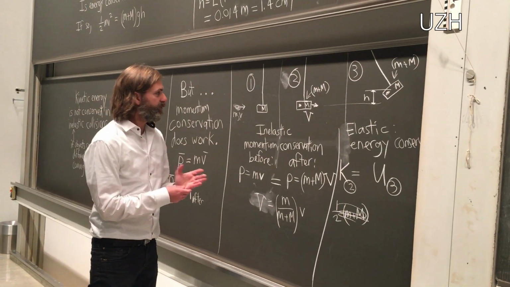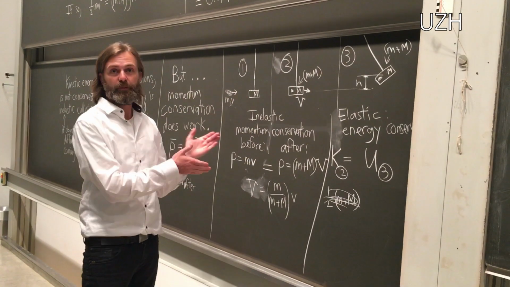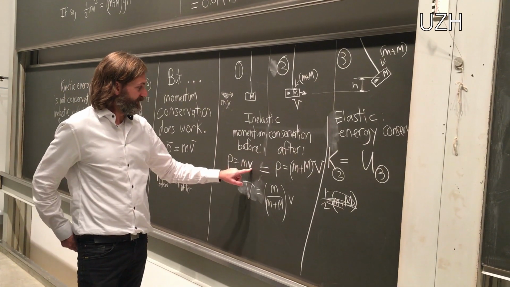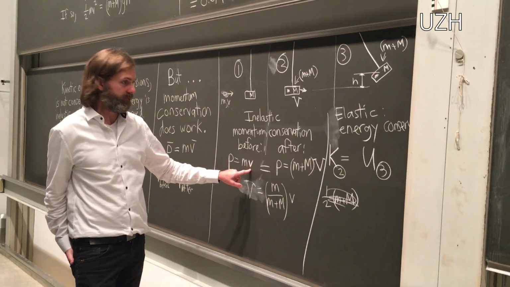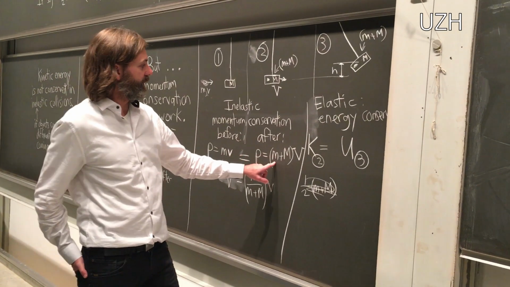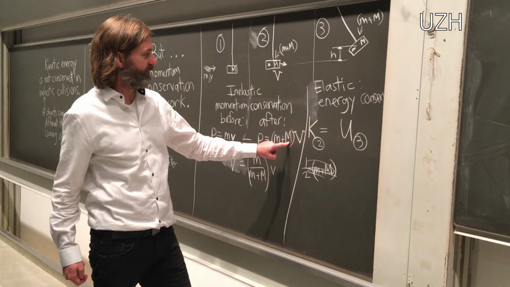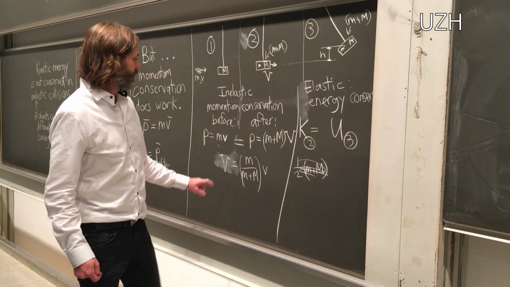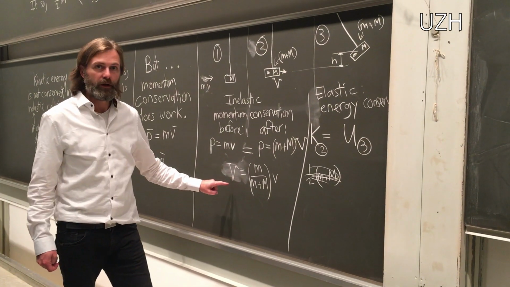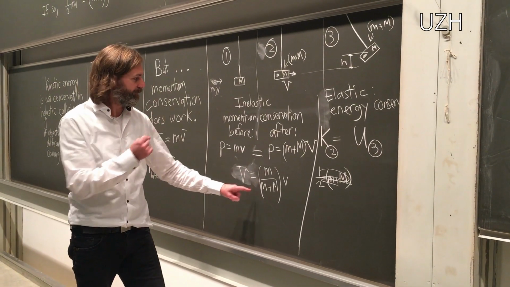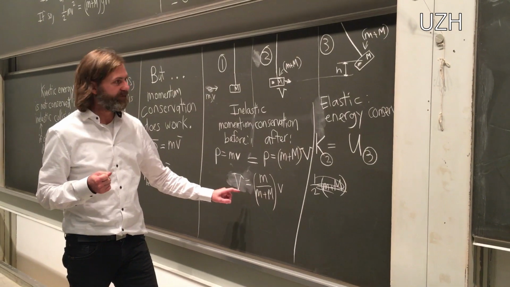And in order to solve this problem, you need first momentum conservation. Momentum conservation tells you that the mass times the velocity of the bullet is going to equal the mass of the whole object, the mass of the bullet plus the mass of the block, times its velocity. So from this you can solve for the velocity of the bullet plus the wooden block, and you get this answer.